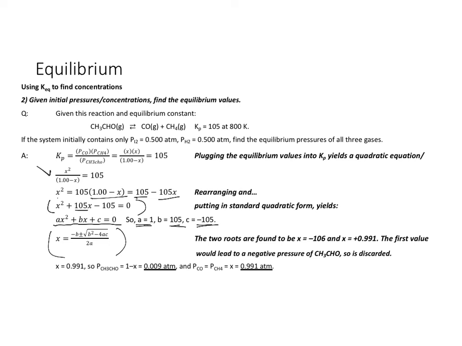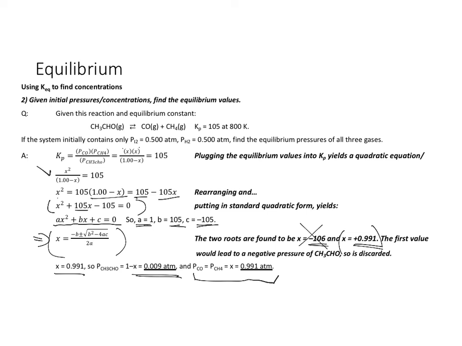Now, if we plug A, B, and C into the quadratic formula and solve, you will find that the two values of X are negative 106 and positive 0.991. We can throw out that negative value because we know that this pressure can't be a negative value. X can't be negative because we can't have a negative pressure. We can't hit the walls a negative number of times. So we would have a negative pressure of all three species, and that simply would not work for us. So choosing the positive value of X gives me that the pressure of CH3CHO is 0.009 atmospheres, and the pressure of CO and CH4 are 0.991 atmospheres.